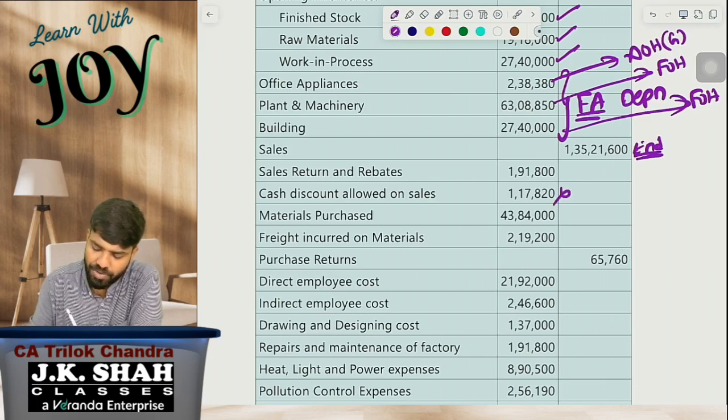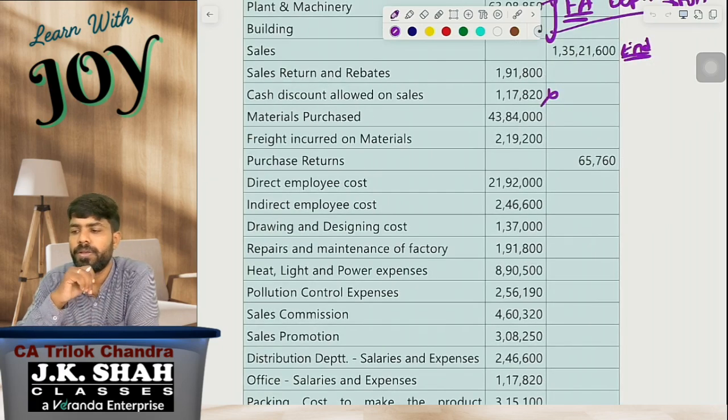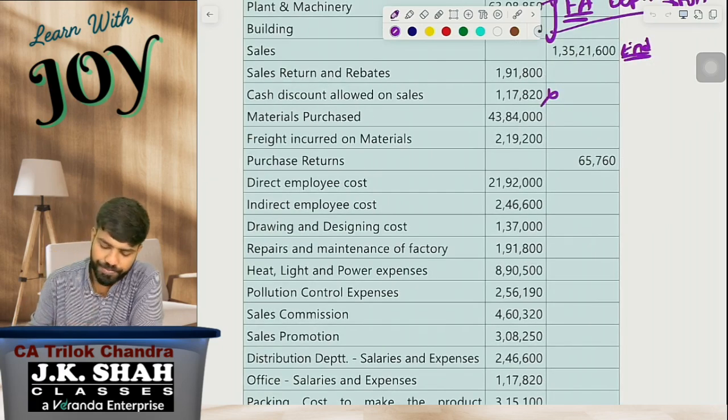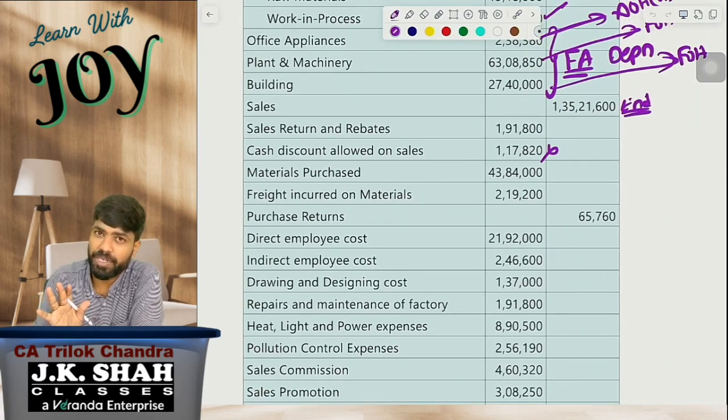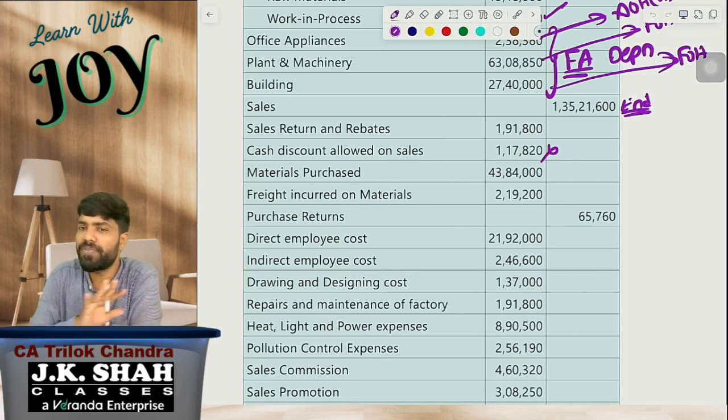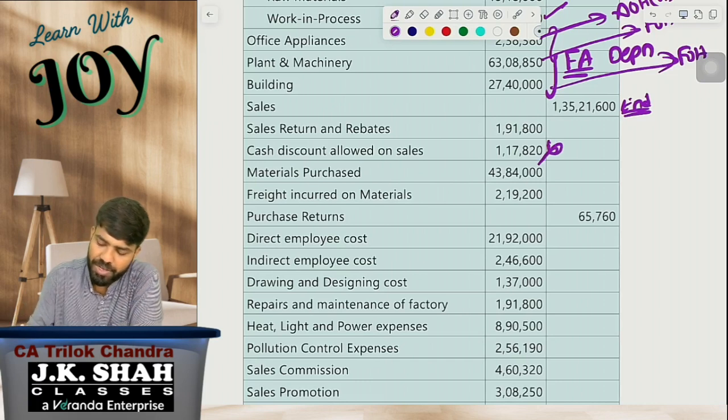No need to adjust this. It will not form part of the cost sheet. Now, cash discount will not form part of the cost sheet. It is a financing item. In a cost sheet, we consider only operating activities. Non-operating activities will not form part of the cost sheet, so no need to consider this. From the sales, we are going to reduce the sales return and rebates.